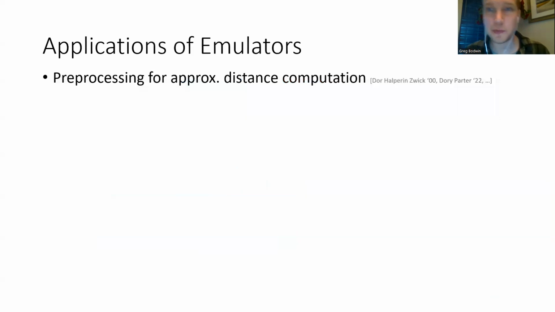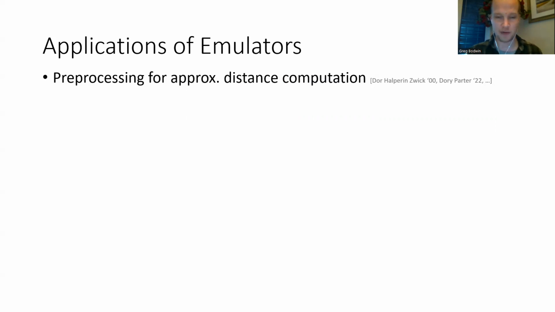Okay, so that's what an emulator is. I'm actually going to talk a little bit about applications early. The applications are going to play a major role in pointing us towards the theorem that we'll be working with in our main results. One common type of application for emulators is as a pre-processing step for approximate distance computation.